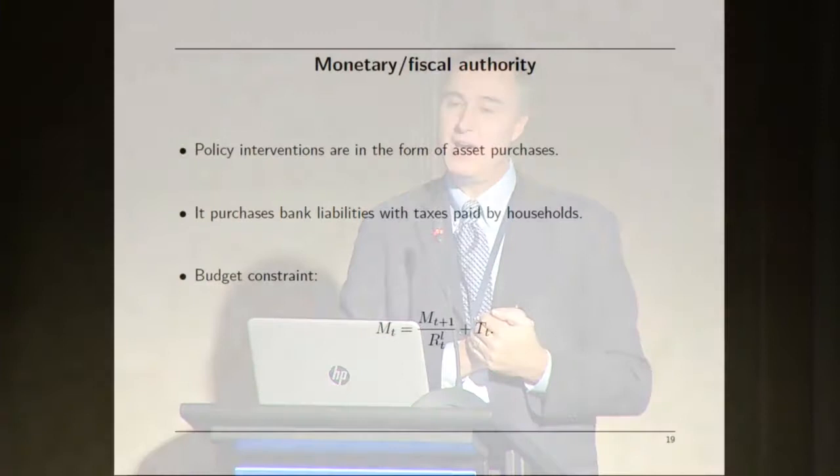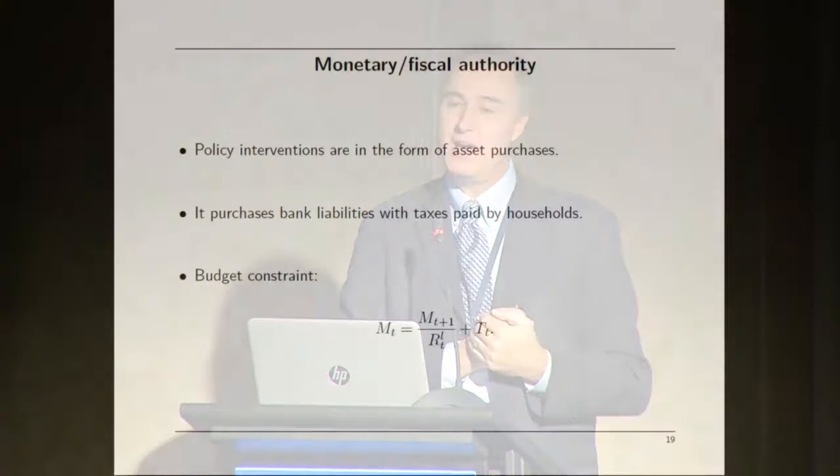This might be a little bit disappointing for those working in monetary economics, because effectively I don't have fiat money here. So the way I design a monetary policy intervention is basically in the form of asset purchases. What the monetary, I call it fiscal authority, does is go to the bank and buy liabilities of banks.